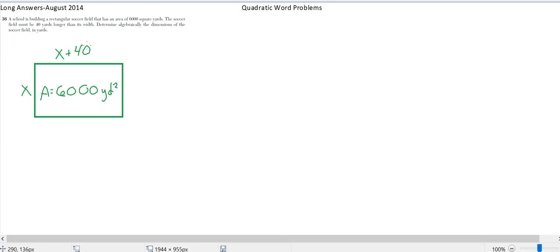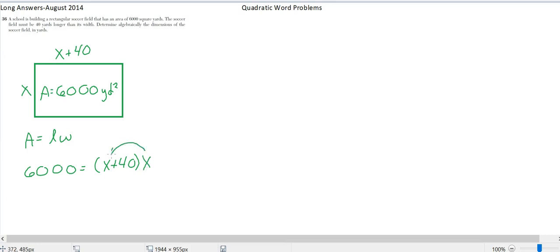And how are we going to solve this for x? Well, we have an equation that relates area, length, and width, and that is the area is always equal to the length times the width for any rectangle. And we have the area. Let's plug in what we know. We have the area, which is 6,000. 6,000 is equal to the length, which is x plus 40, times the width, which is x.